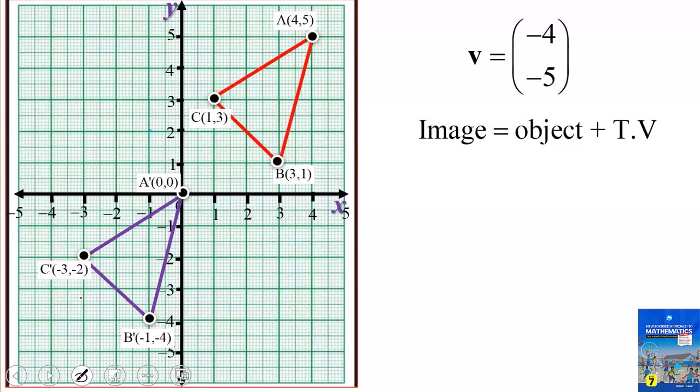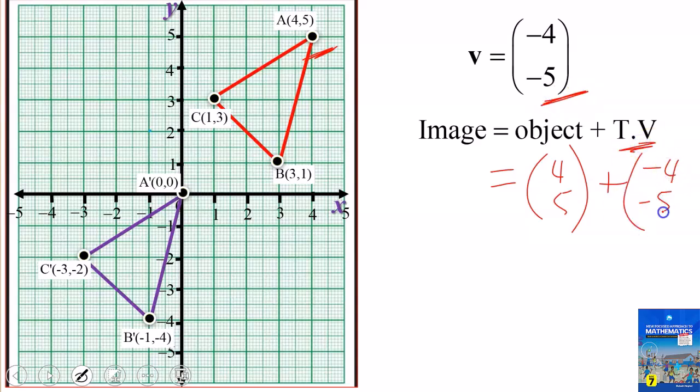Now let's take some few questions. Before we take a few questions, could there be a formula we can use to solve this? Yes, there could be a formula we can use to solve this. So if we have the original point, let's say A, which is (4, 5), right? A is (4, 5). So if object A is (4, 5), and our translation vector, that's the TV, is (-4, -5), let's see what will happen if we do the summation. 4 plus -4 will give us 0. 5 plus -5 will give us 0. That's why the image came at the origin.